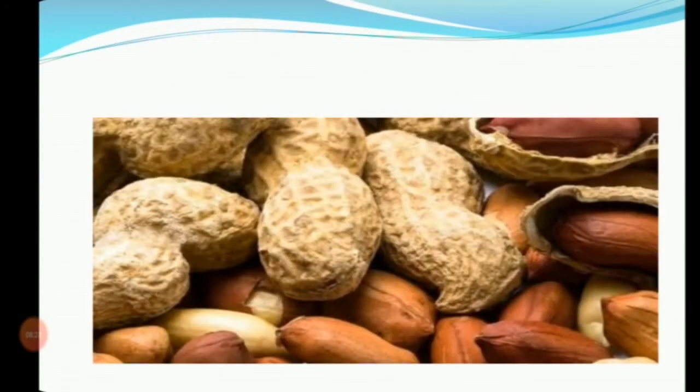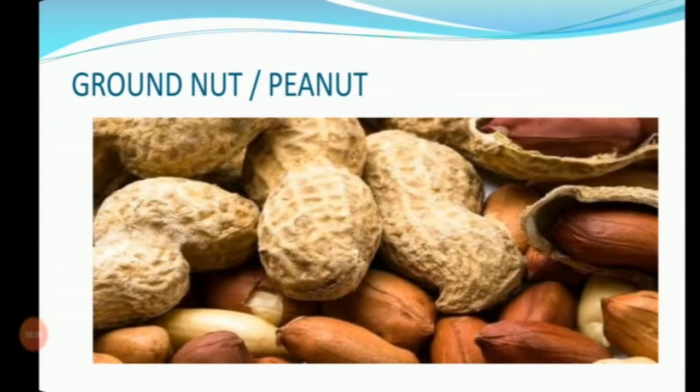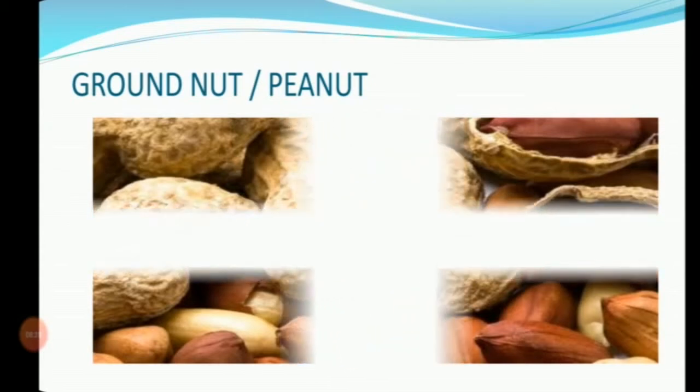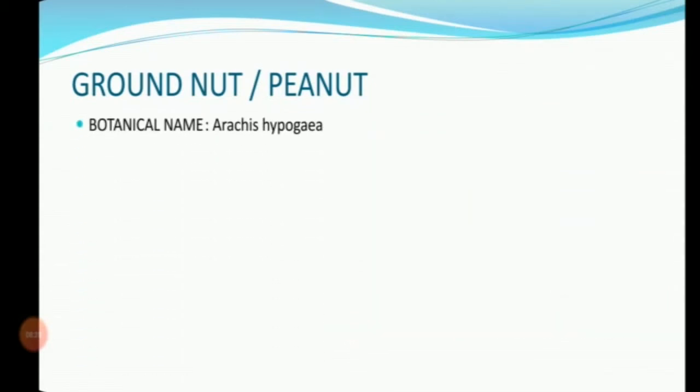See, that is the groundnut we use in our regular life. It is also called peanut. The botanical name of groundnut is Arachis hypogea. I once again repeat, the botanical name of groundnut is Arachis hypogea. It comes under the family Fabaceae.